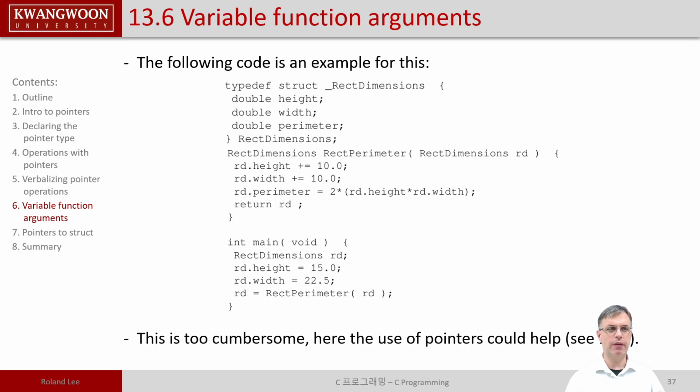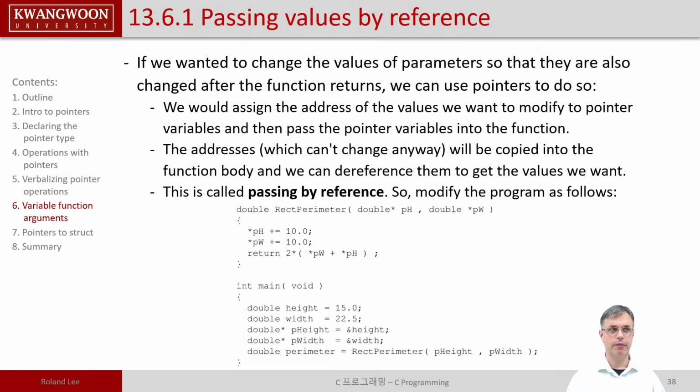Let's do now passing values by reference. If we wanted to change the values of parameters so that they are also changed after the function returns, we can use pointers to do so. We would assign the address of the values we want to modify to pointer variables and then pass the pointer variables into the function.